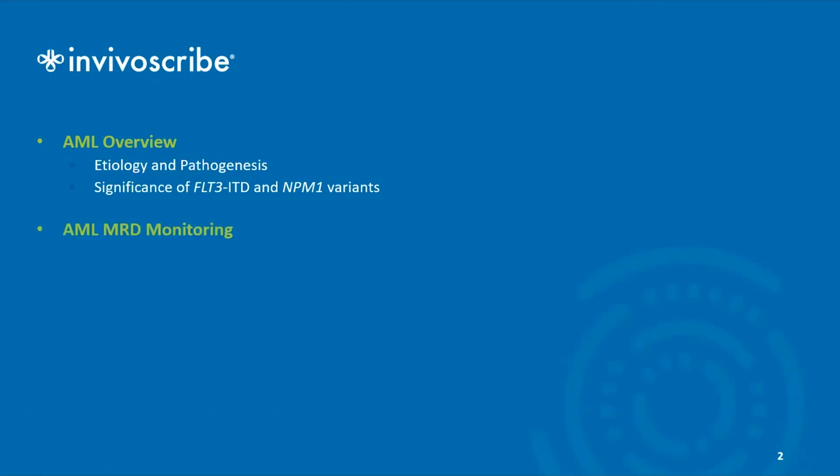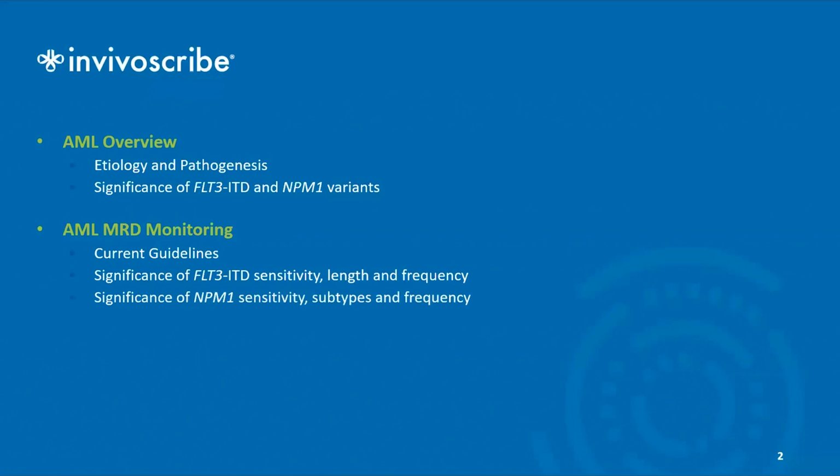So we'll be covering today AML overview, speaking specifically about the etiology and pathogenesis. We'll talk about significance of FLT3-ITD and NPM1 variants. Then we'll delve into the topic of MRD monitoring, covering current established guidelines, significance of FLT3-ITD variants in terms of sensitivity, length, and frequency, as well as NPM1, sensitivity, subtypes, and frequency. And then we'll end with a conversation about assay design, key features, and advantages.